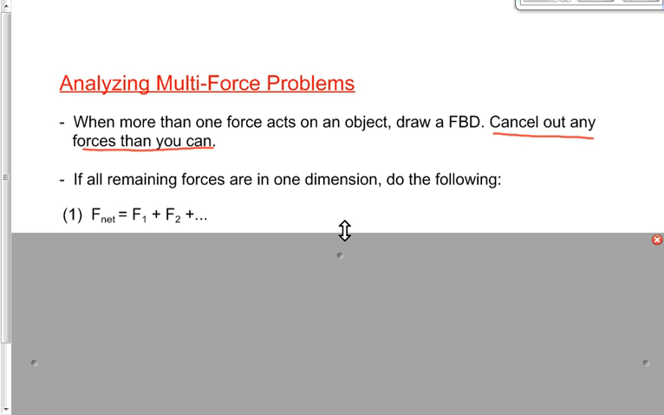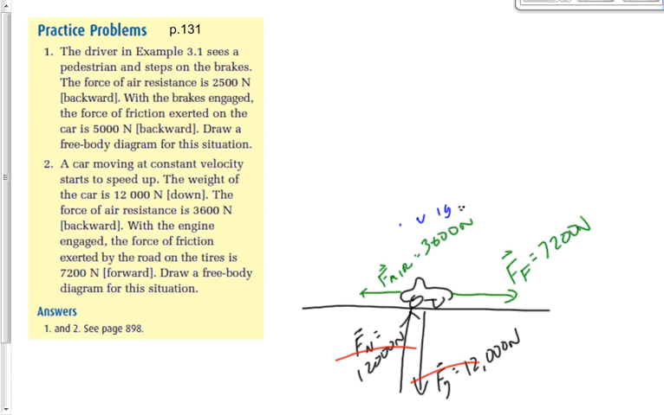Step number one, write down F net is equal to F1 plus F2, or whatever forces we have in our free body diagram. F net is equal to the sum of all of the forces that are acting. In the example that we just did, practice problem number 2 on page 131, we would say F net is equal to F air plus FF. If we were accounting for normal force and gravity, we would say F net is equal to Fn plus Fg. But since they cancel, we didn't have to worry about that.